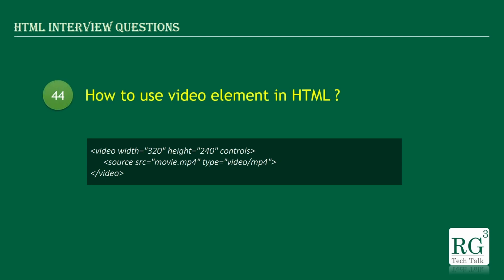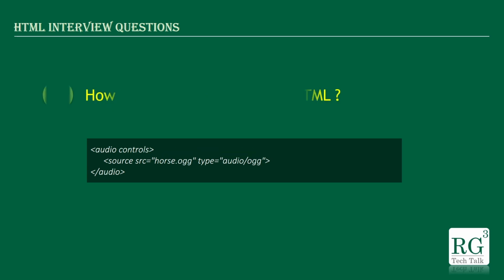Question number 44. How to use video elements in HTML? This is also an HTML5 tag. Video width equals to 320, height 240, and controls. Controls are nothing but it will be having pause, play, forward, backward, like that. Inside this you will be having source src as movie.mp4, type equals to video/mp4.